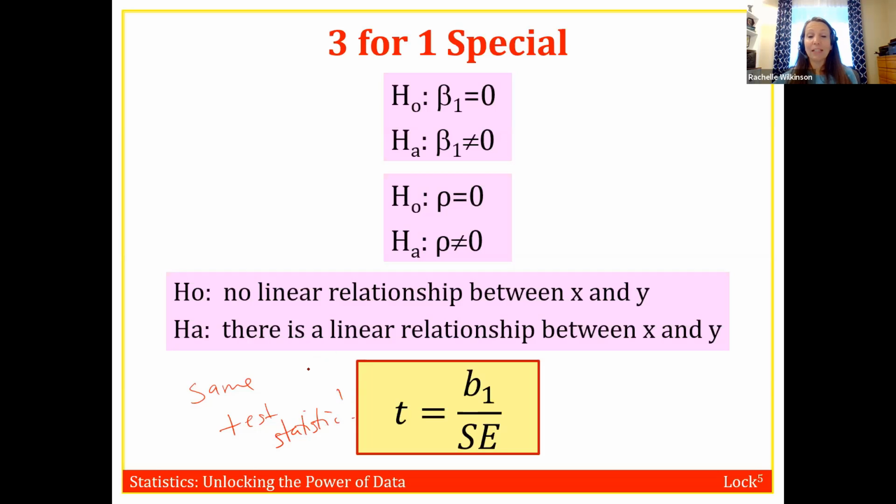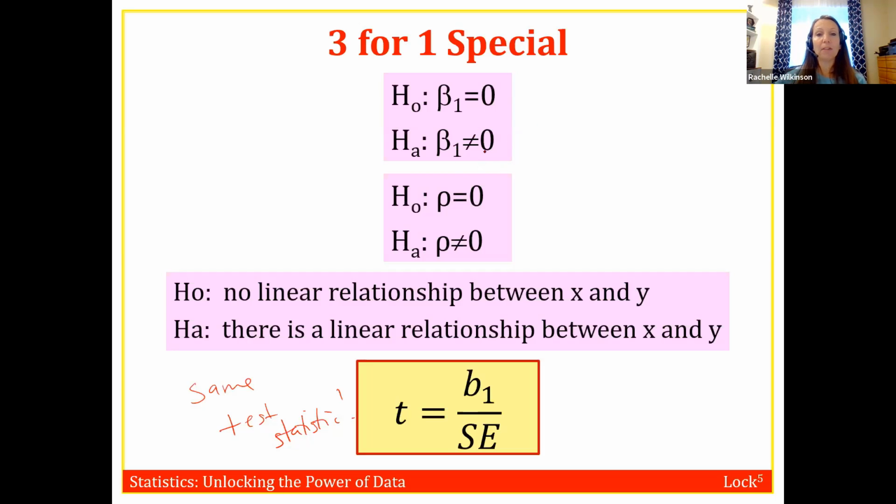So look at that. I'm going to save you so much space on your cheat sheet because you're not going to have to write down 3 different formulas. Instead, you just have to write down 1 formula. And we already decided that this 1 formula was super easy to do because I'm going to give you a computer output that has b1 and SE on it, and then all you have to do is divide. So what could be better than that?